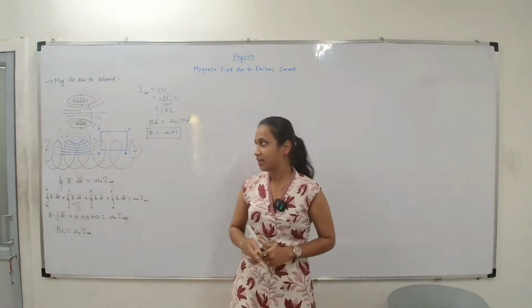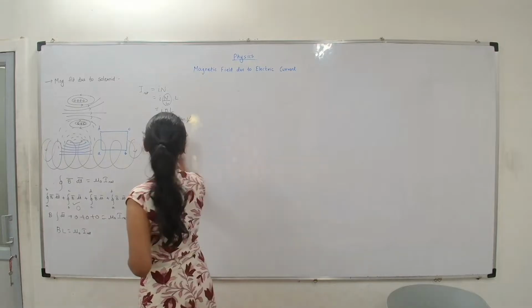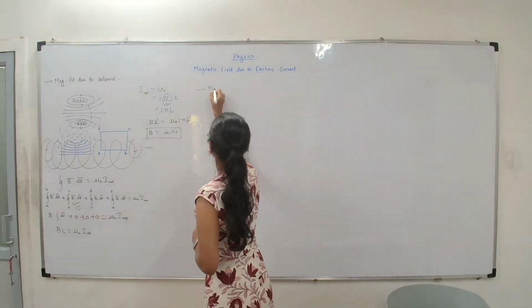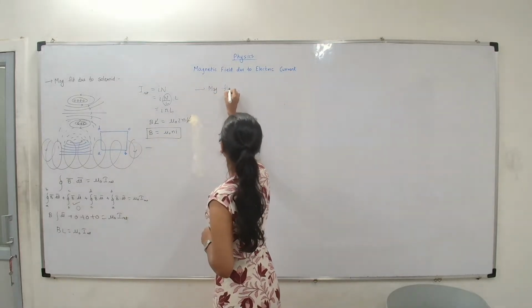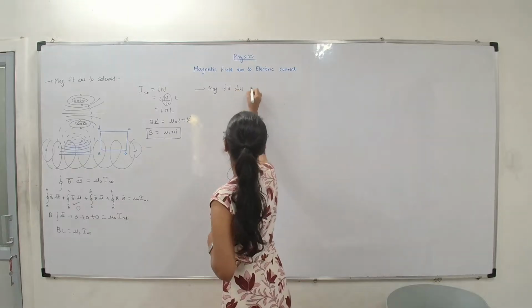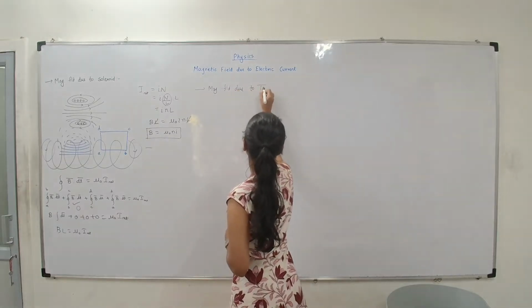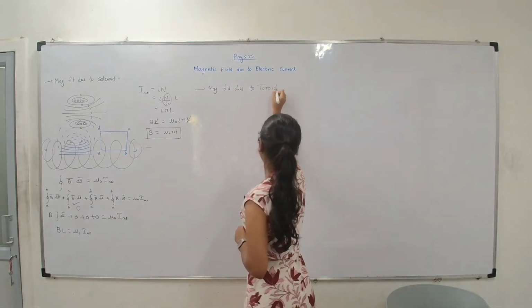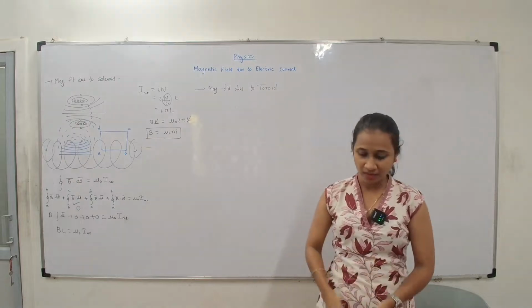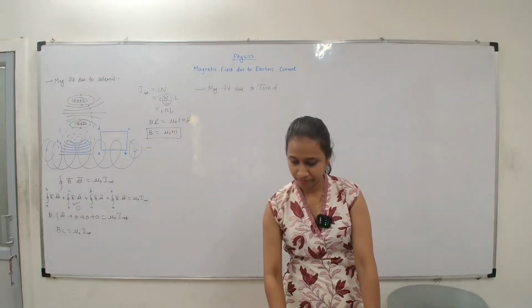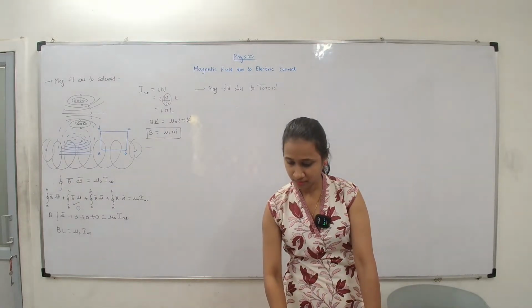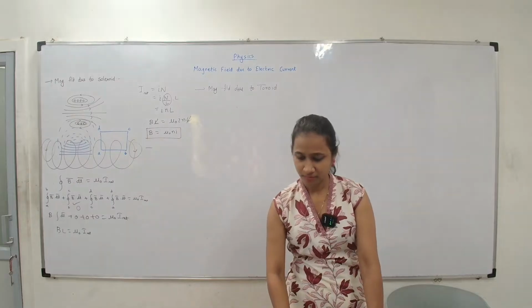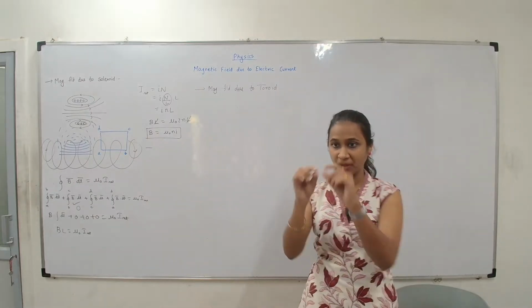समझलाय सोलोनॉइड? Next topic is magnetic field due to toroid. So what is this toroid? Solenoid एकदम clear आहे. What is its shape? Shape clear exactly. So pen मधला spring.